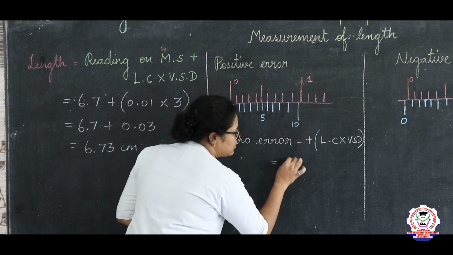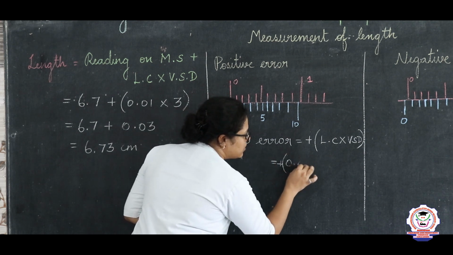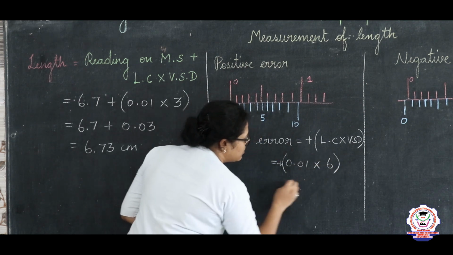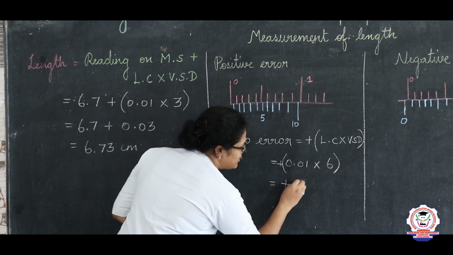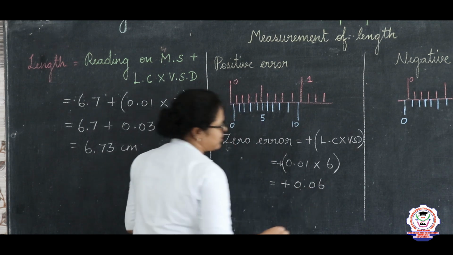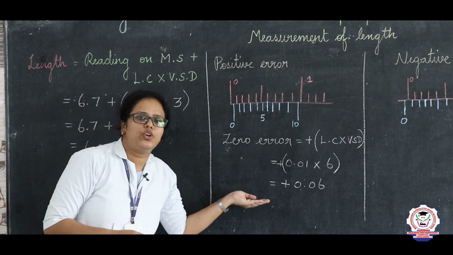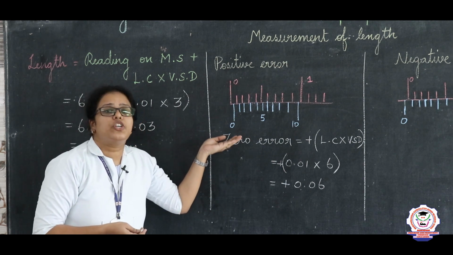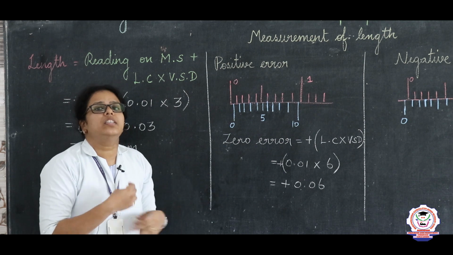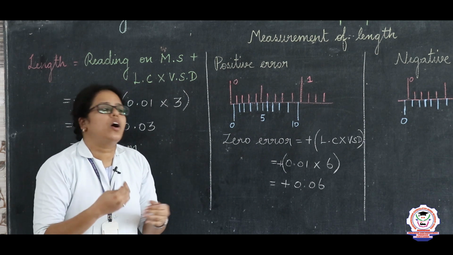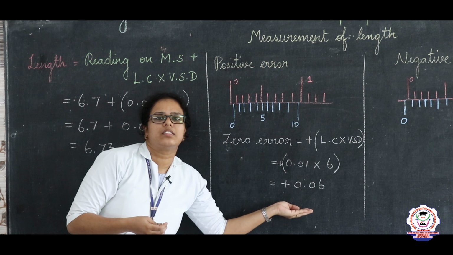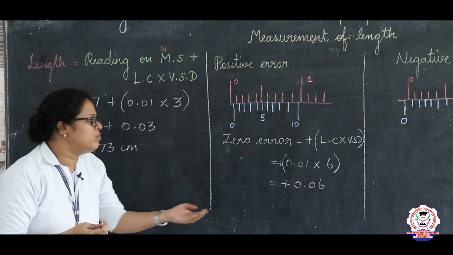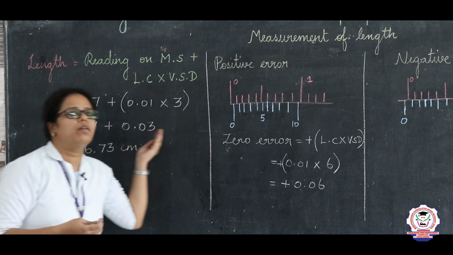The least count is 0.01, and what is the vernier scale division? It is the sixth division. So the zero error in this case is plus 0.06. Now we have found the zero error. So all the measurements measured using a vernier caliper which has positive zero error will be larger by 0.06. In order to get the correct measurement, we have to subtract this value from the observed reading.